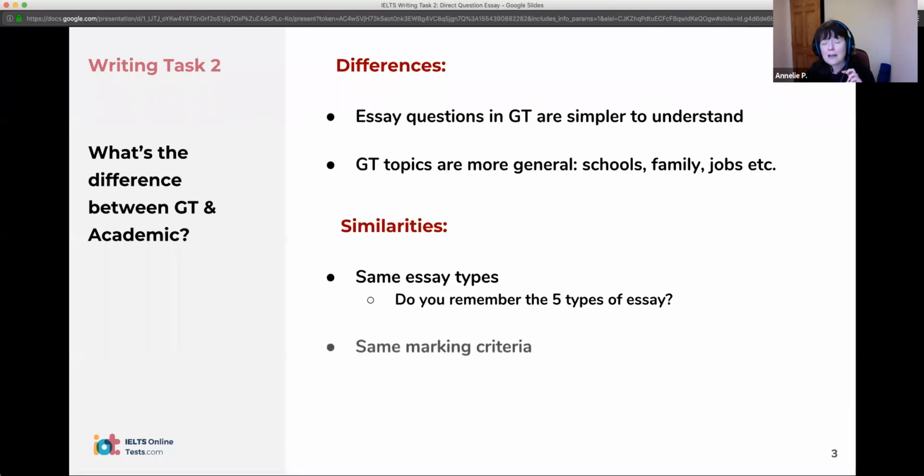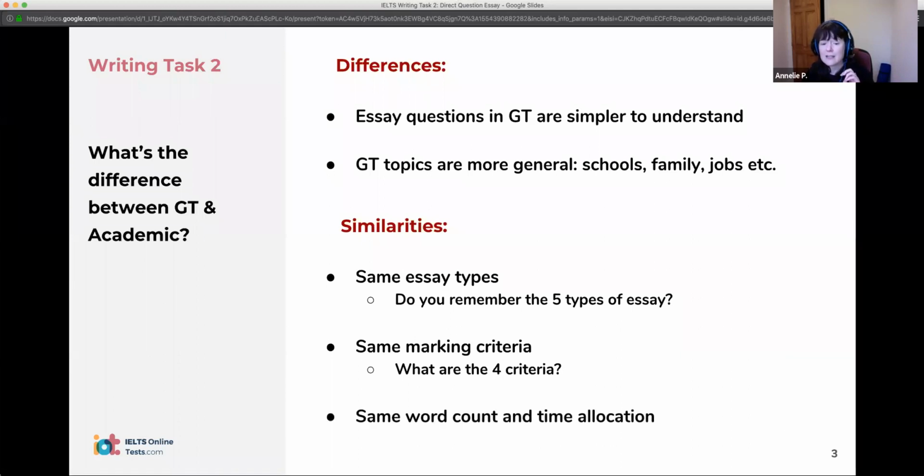The marking criteria is also exactly the same. Can anyone tell me what the 4 marking criteria are for the task 2? Okay, very good. Sweta, coherence and cohesion. Emily, task response. Okay, very good. Lexical resource and grammar. So you're going to be marked in the same 4 categories, whether you're doing general training or academic. And finally, the word count and the time allocation is the same.